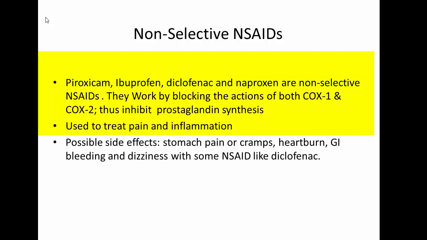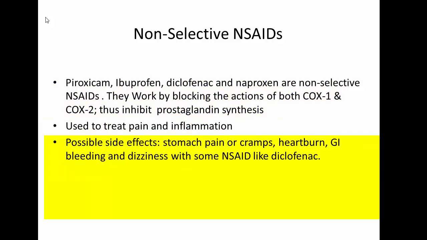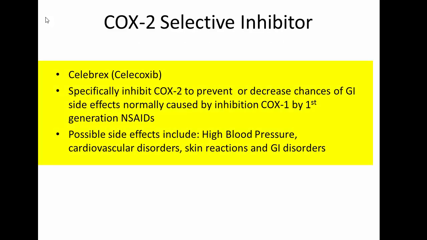They work by blocking the actions of both COX-1 and COX-2, thus inhibit prostaglandin synthesis. Used to treat pain and inflammation. Possible side effects: stomach pain or cramps, heartburn, GI bleeding and dizziness with some NSAIDs like diclofenac. COX-2 selective inhibitor. Celebrex, Celecoxib.